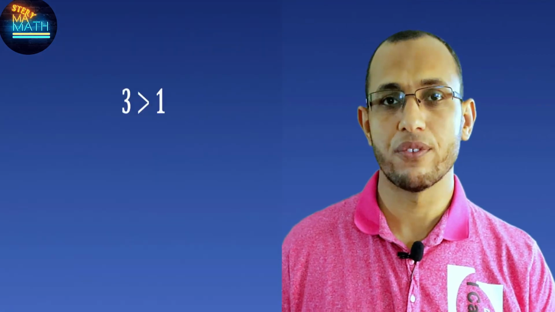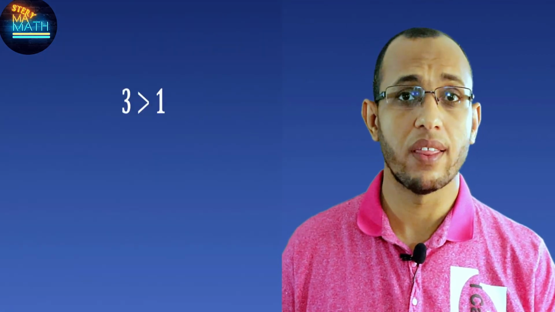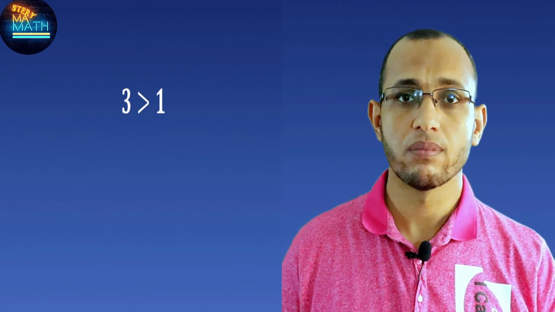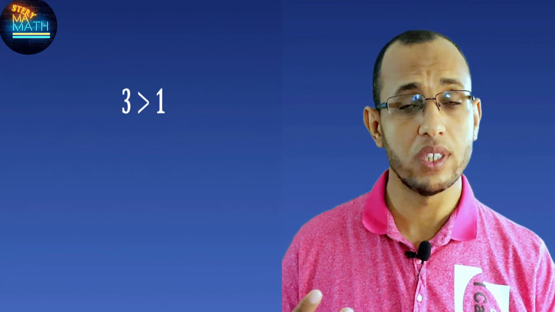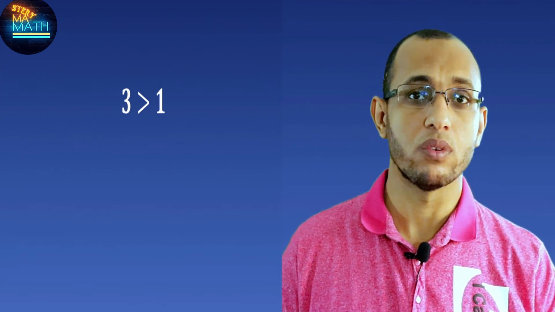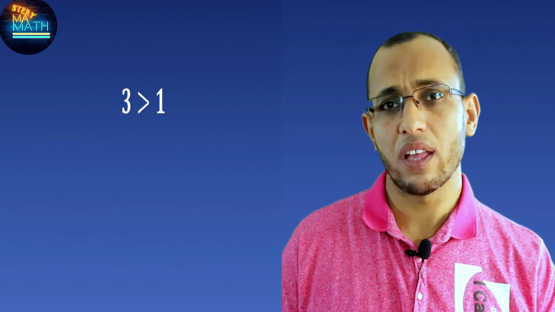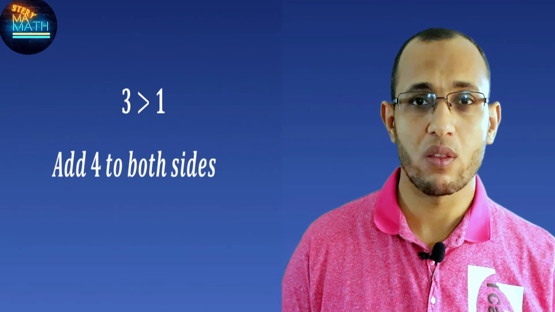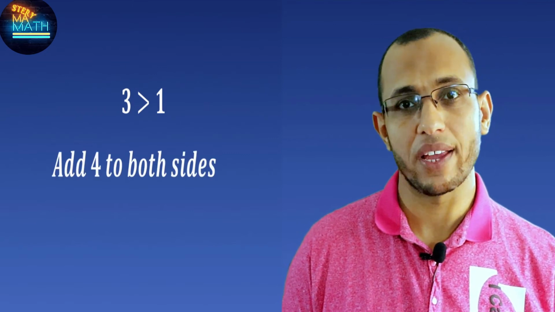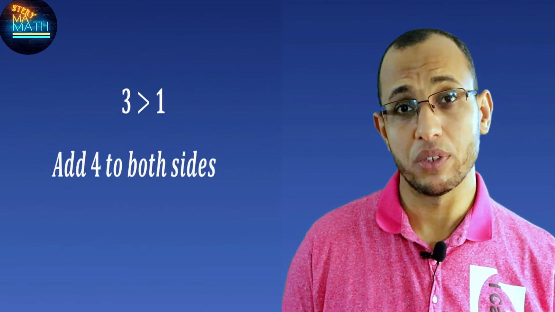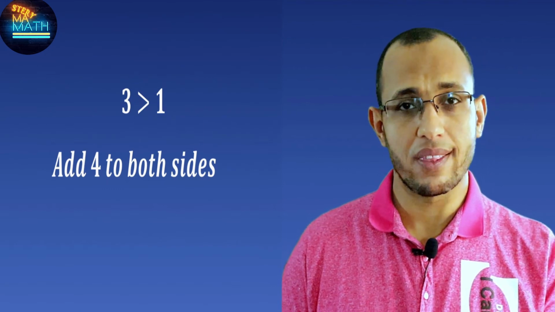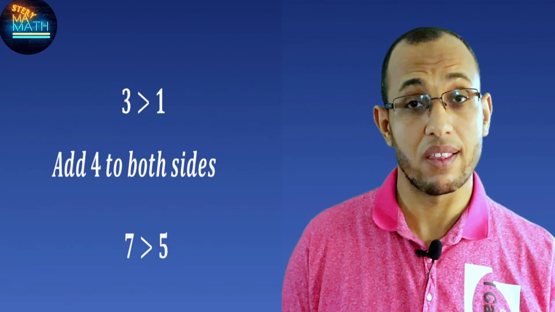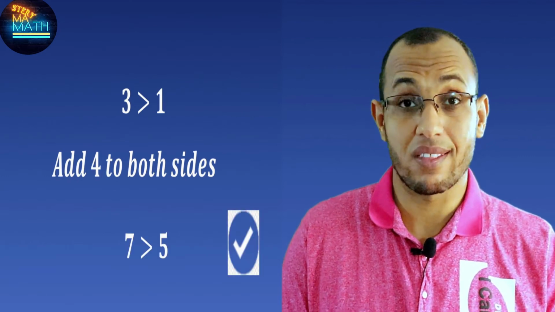You know 3 is greater than 1. And by the way, the inequality has 4 signs: greater than, less than, greater than or equal, less than or equal. So here, 3 is greater than 1. But what if we added 4 to both sides of the inequality to check whether the inequality will be right or not? 3 plus 4 is 7, and 1 plus 4 is 5. 7 is greater than 5, so the statement is still true.